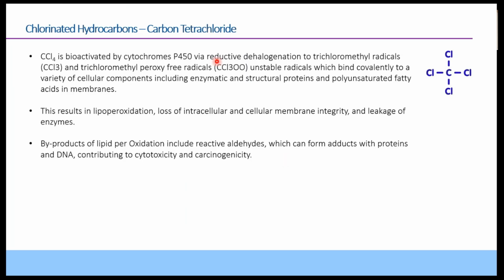Then coming on to the next chemical, carbon tetrachloride. So carbon tetrachloride is bioactivated by cytochrome P450 via reductive dehalogenation to trichloromethyl radicals and trichloromethyl peroxy free radicals, which are unstable and bind covalently to a variety of cellular components, including enzymatic and structural proteins and polyunsaturated fatty acids in membranes. This causes lipid peroxidation, loss of intracellular and cellular membrane integrity, and leakage of enzymes.